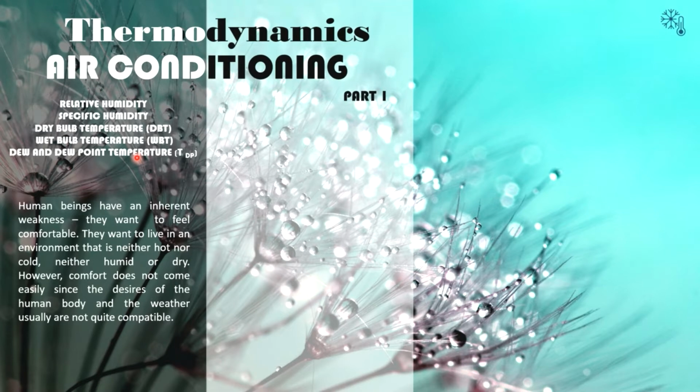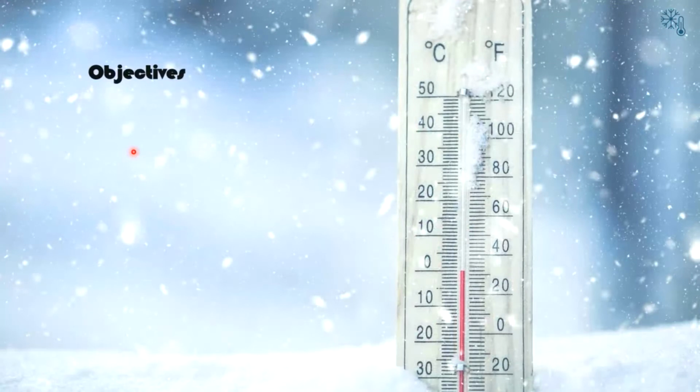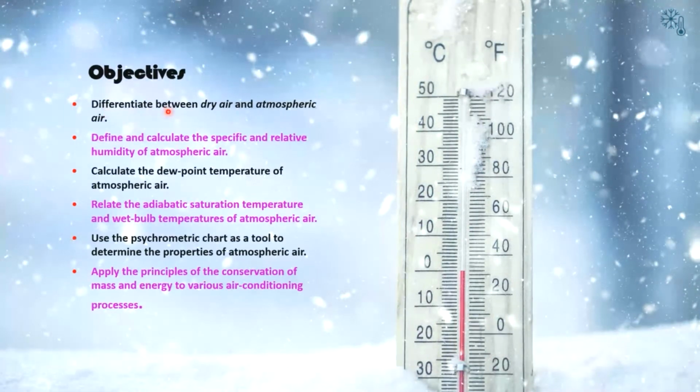Now, we are not looking at the processes yet. Processes will be in part 2. So the objective of this section, one is to differentiate between dry air and atmospheric air. When we go into this chapter, we will define what is dry air and atmospheric air afterward.